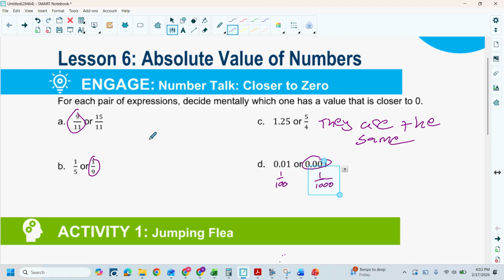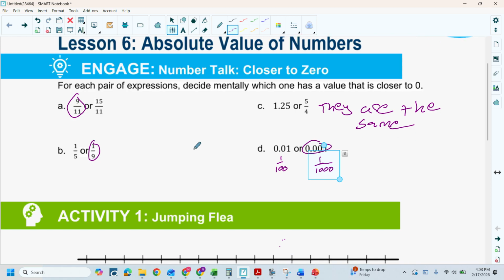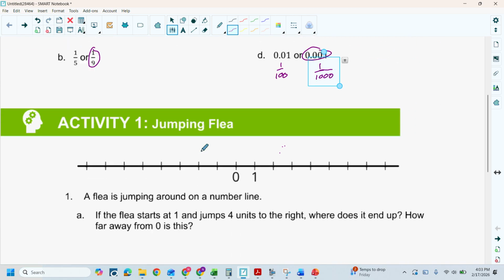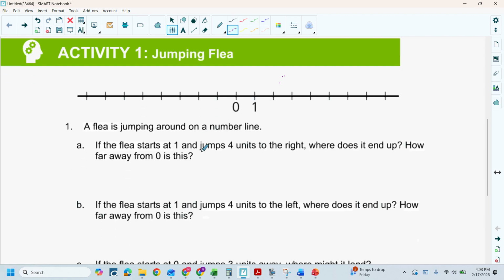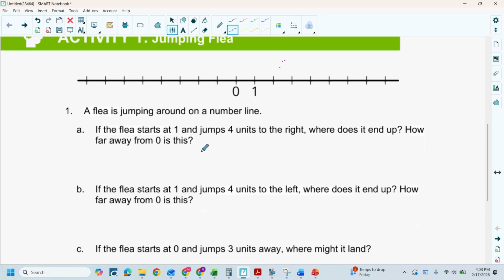So that's all that's happening there. Okay. So now, for activity 1, question number 1.